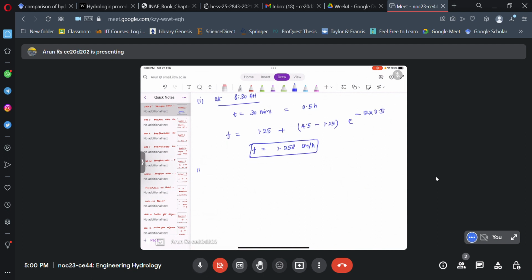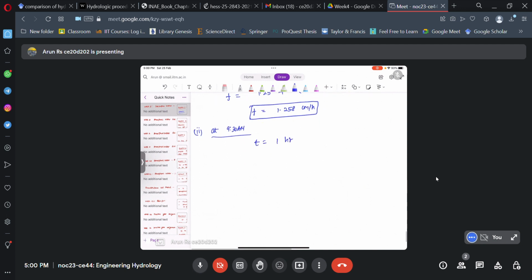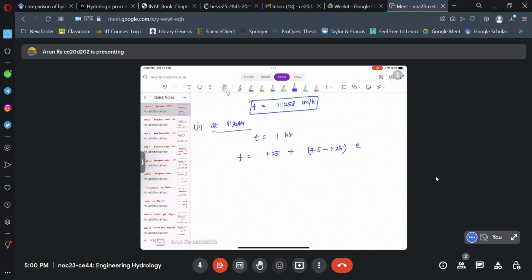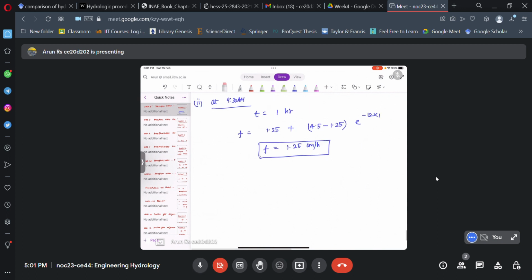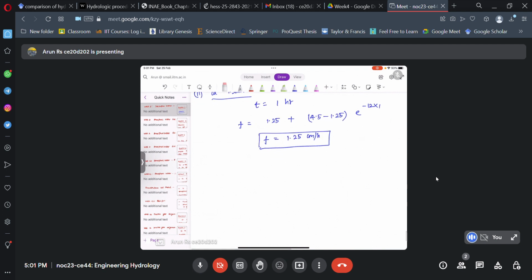Now at 9:30 am, time is equal to 1 hour. So your f will be equal to 1.25 plus 4.5 minus 1.25 into e to the power of minus 12 into 1. So your f will be 1.25 centimeters per hour. This is the first part of the question.